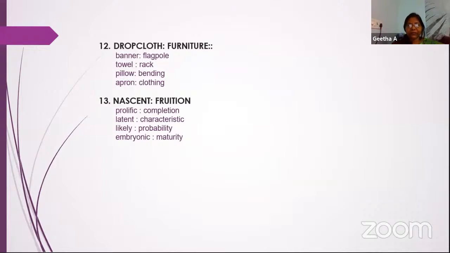Okay, so nascent and fruition, we have options as prolific, completion, latent, characteristic, likely, probability, embryonic, and maturity. So what might be the right choice from these? One or three. Nascent means initial stages, the starting stage. Yes, it's initial. Pooja Rani also says it's one or three. Okay, some say two, some say one, some say three.